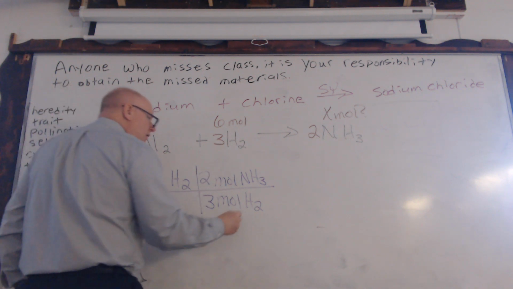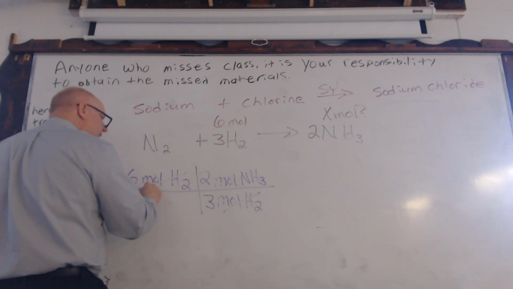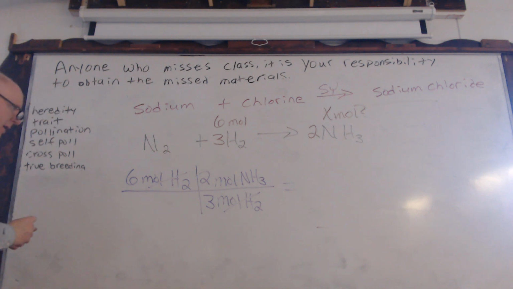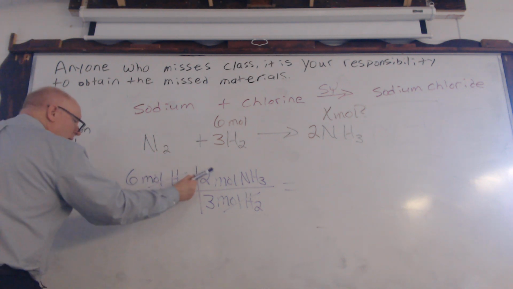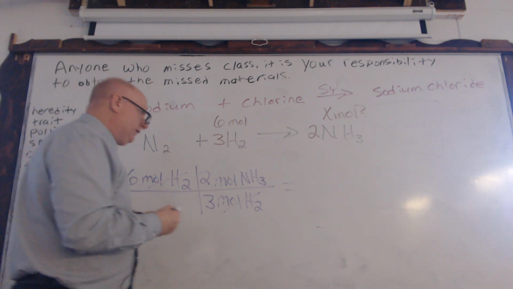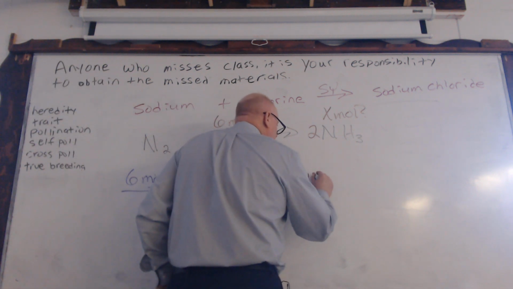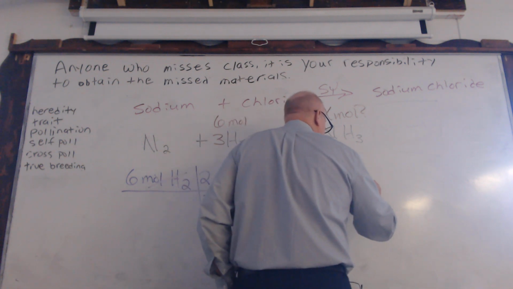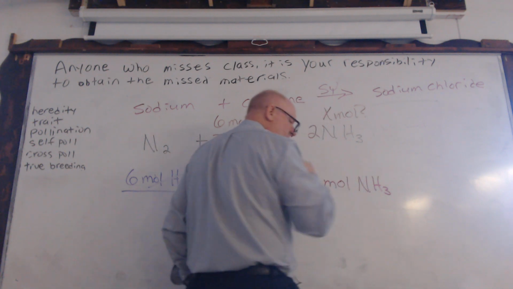Okay, so these have canceled. That's something I didn't do last problem. But 6 times 2 is 12, divided by 3 gives you 4. Okay, 4 moles of ammonia.